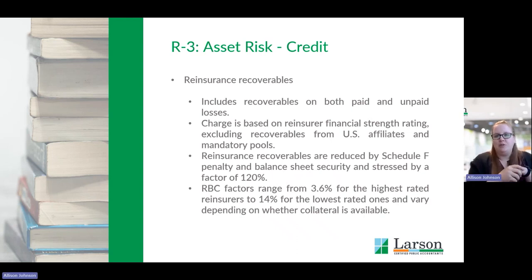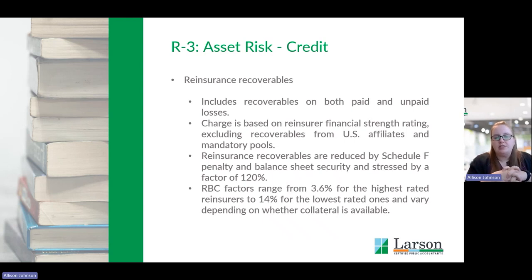So we'll talk about reinsurance recoverables first. So this includes recoverables on both paid and unpaid losses. The RBC charge relates to the reinsurer's financial strength, which makes sense because if they're more financially stable, that reduces your risk. Note that the recoverables are also reduced by any Schedule F penalty. And then there's a 120% factor. So there's a couple moving pieces there. And the RBC factor is going to range, right, based on those factors we talked about, the reinsurer's financial strength and depending on what your Schedule F looks like.